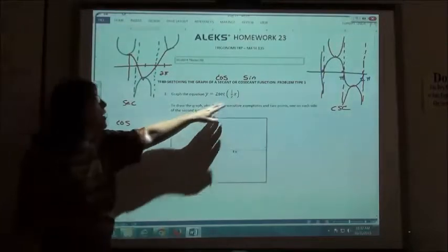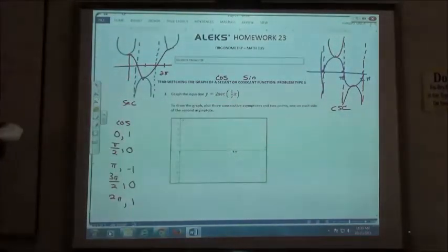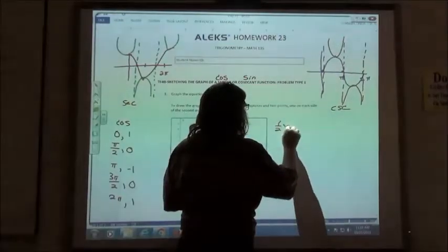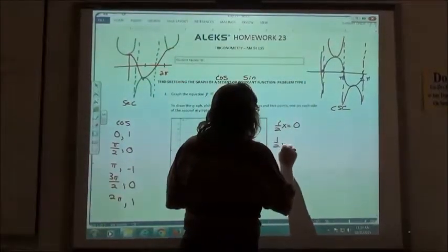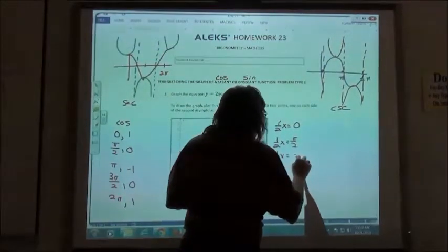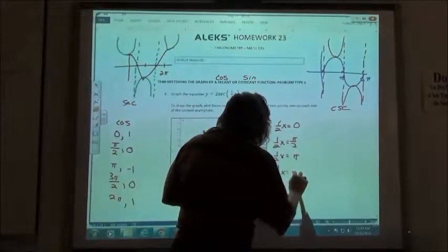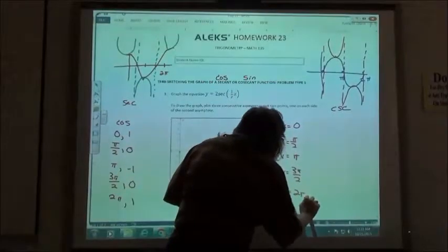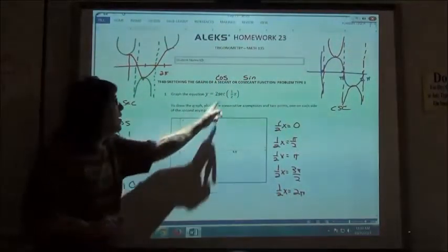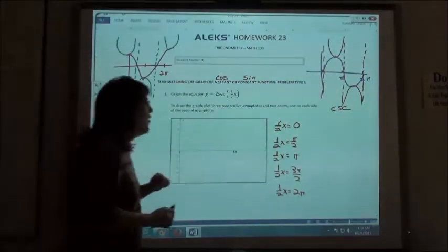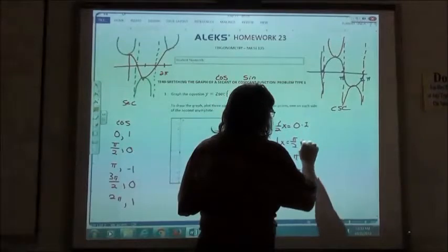First of all, I have to figure out my shift here. I have my 1/2 for my b value, and so I'm going to have 1/2 x equals 0, 1/2 x equals pi over 2, 1/2 x equals pi, 1/2 x equals 3 pi over 2, and 1/2 x equals 2 pi. Just like we did when we were going to do the cosine curve, we set this equal to each of our normal values for x and solved. So to solve these, we're going to times 2 on all of them.